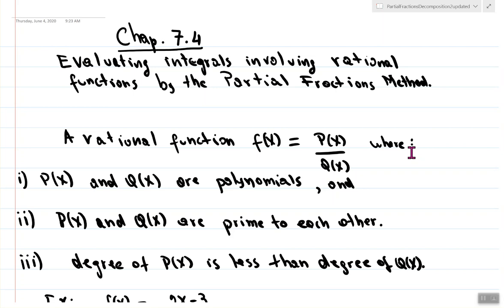Hello. So we're going to discuss chapter 7, section 4. It's about integrating rational functions by the partial fraction decomposition method. We already went through this. We went through case 1.